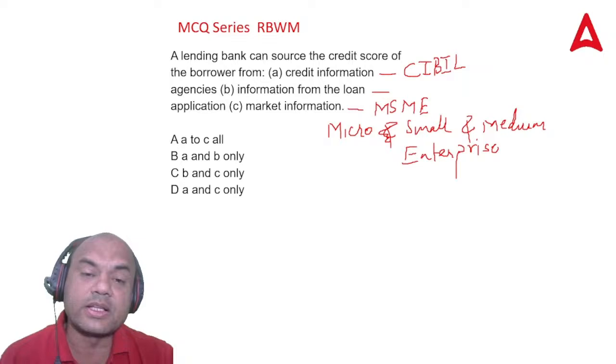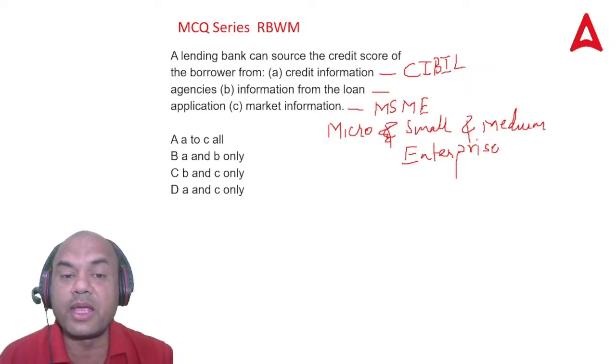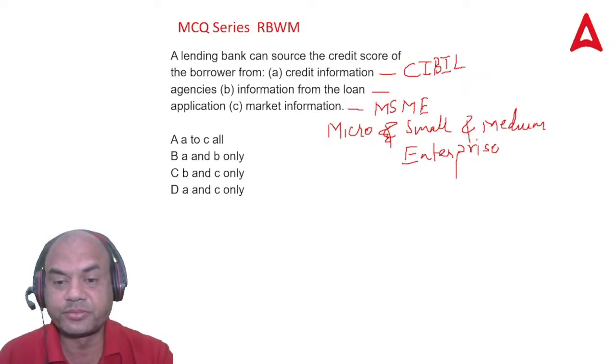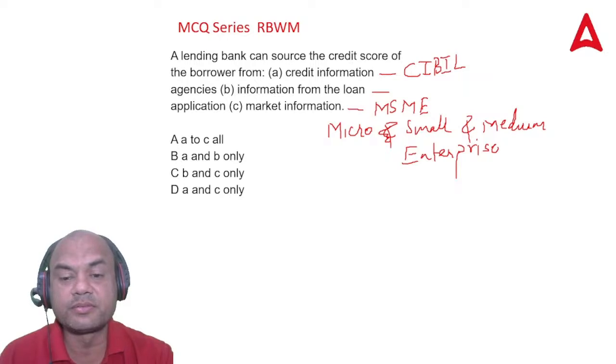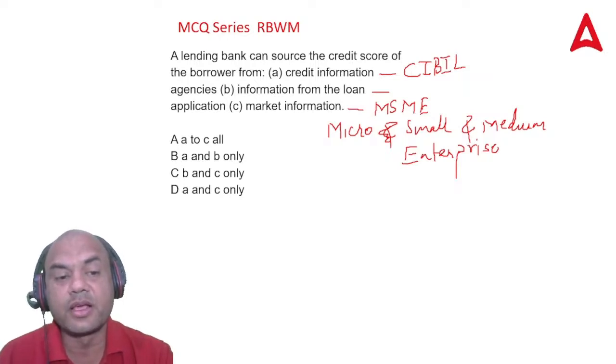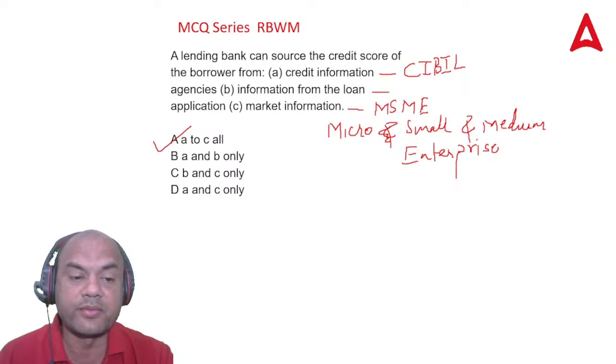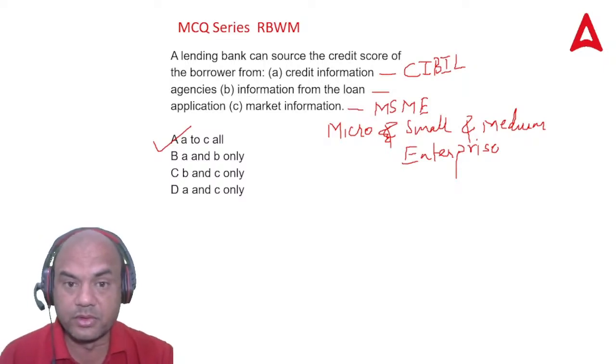Okay. So what is the answer over here? Do I get it from A, B, C, or all of them? What is the answer over here? Correct. A to C all, because in retail banking we get the information from all these guys. Okay, all of them. Got it? Okay, next one.